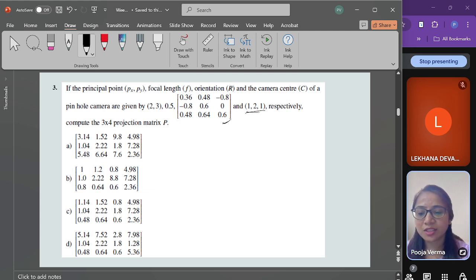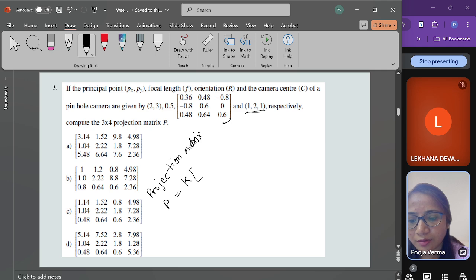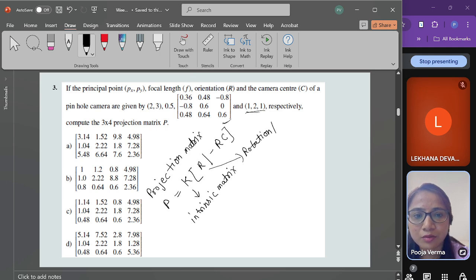So to compute the projection matrix P of a pinhole camera, the formula is: projection matrix P is equal to K, capital K, R, minus RC. I think you have gone through this formula in the video lecture. Where we know that K is the intrinsic matrix, R is the rotation or orientation matrix, and C is the camera center.